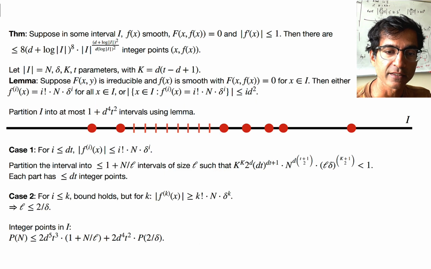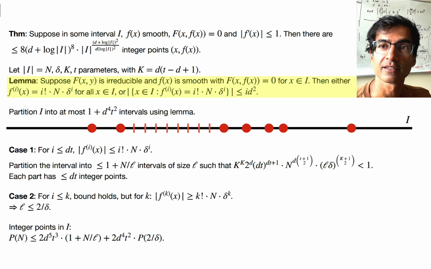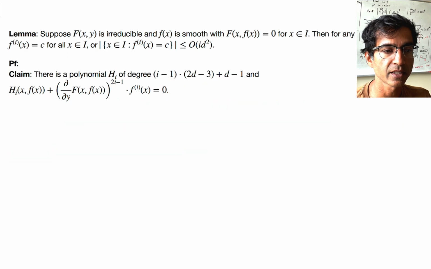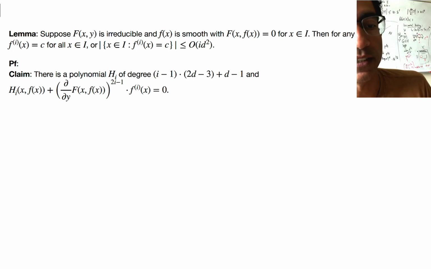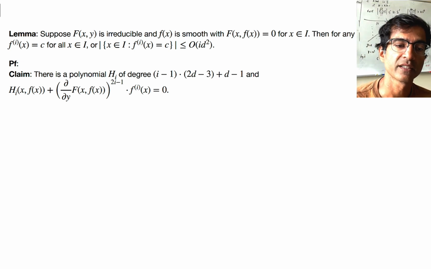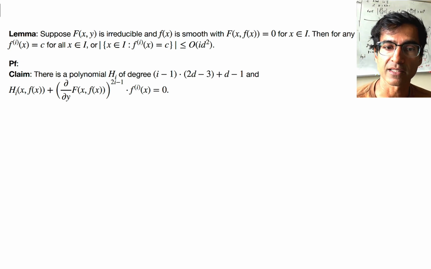So now let me turn to proving this lemma, which will require a little bit of work. So here's the lemma again. I want to show that if F is irreducible, little f is smooth, has many derivatives, and you have that F of x, f of x is equal to 0 in the interval, then for every parameter c, the ith derivative of f is either equal to c in the whole interval or takes on that value at most i d squared times.